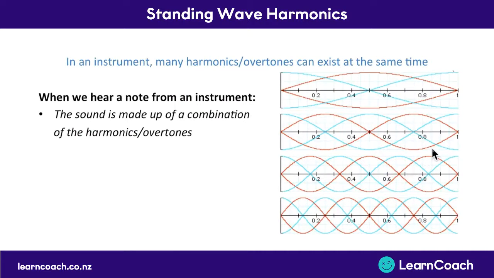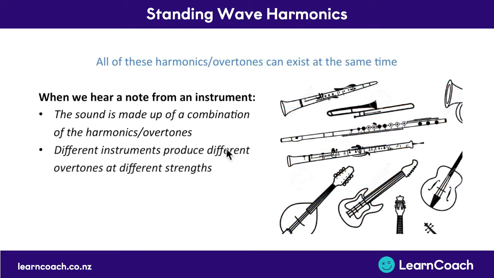Some other things you'll need to know is that in an instrument, many of these harmonics or overtones can exist all at the same time. So if you see the red examples here, which are examples for a string, they all overlap, they constructively and destructively interfere with each other to make its final wave. And that final mixed up wave is what you end up hearing as the resultant sound from a musical instrument.